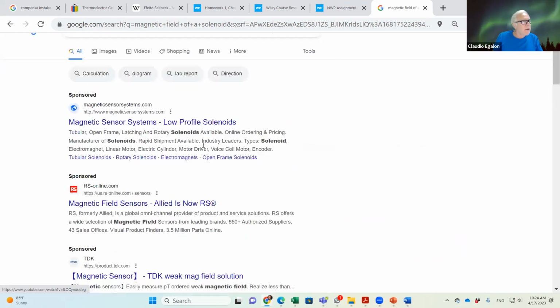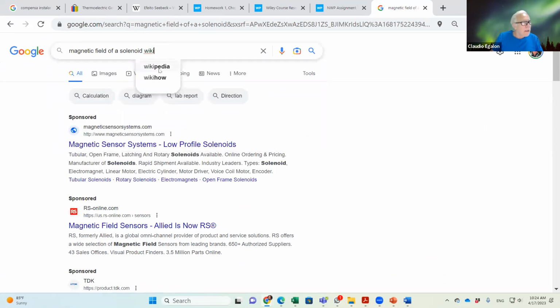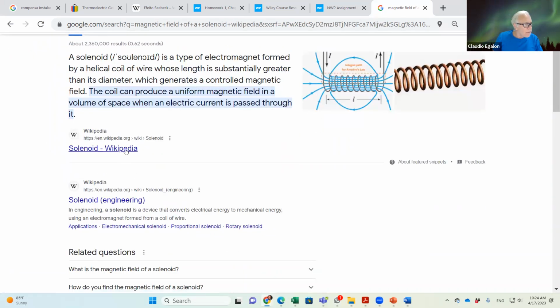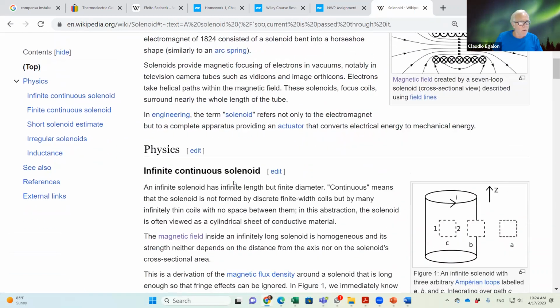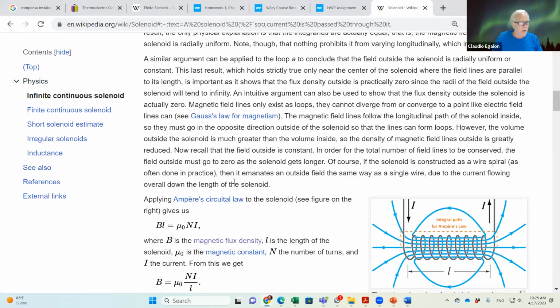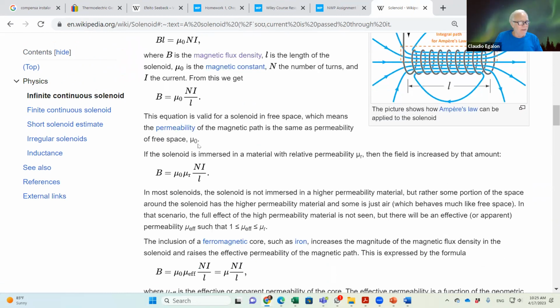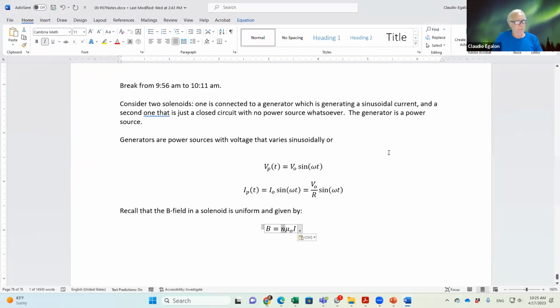Let's take a look at Wikipedia. Solenoid, physics. Mu naught. See that? Wikipedia is exactly what I put in there. Big N divided by L is the lower-case n, the small n that you saw in there. So there's nothing wrong right here.